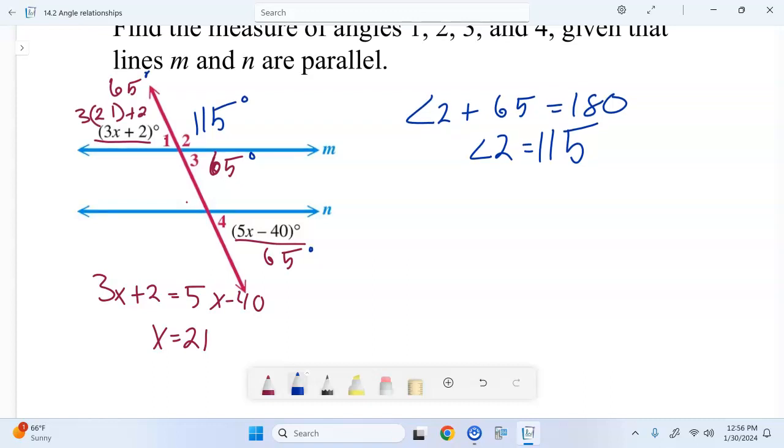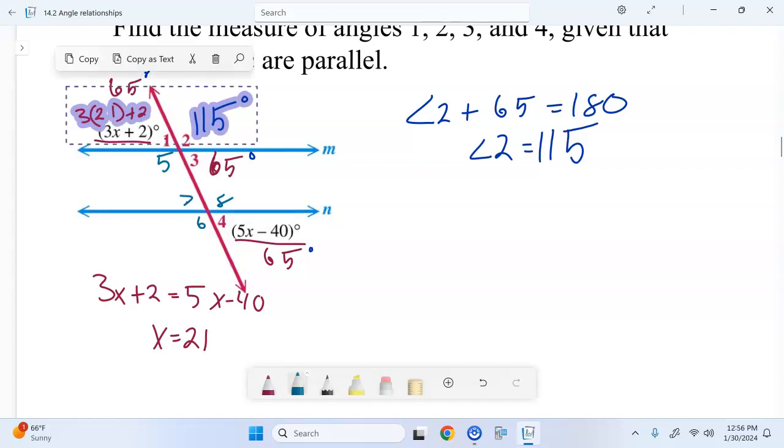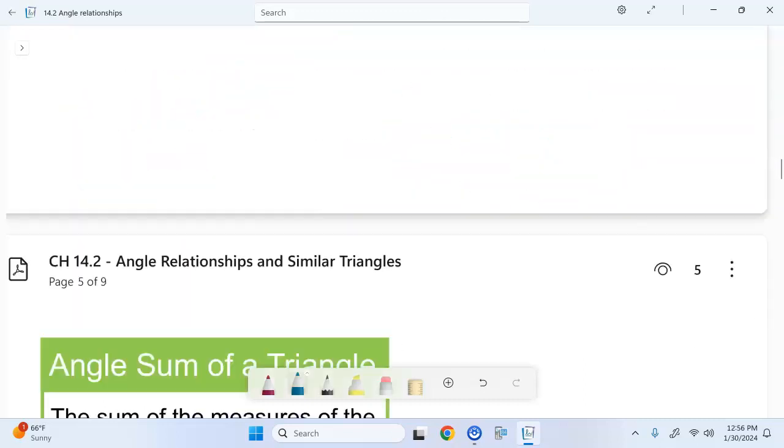So let's say this is angle 5. What's the measure of angle 5? 115, because it's vertical with 2. What's the measure of angle 6? 115. What's the measure of angle 7? 65. What's the measure of angle 8? 115. So once you've got those two, you can use either the complementary, the vertical, the corresponding angles, any mix and match of those to figure out what each of those is.